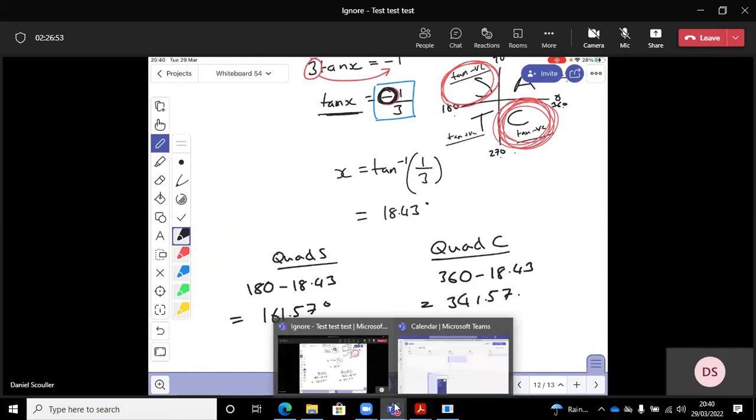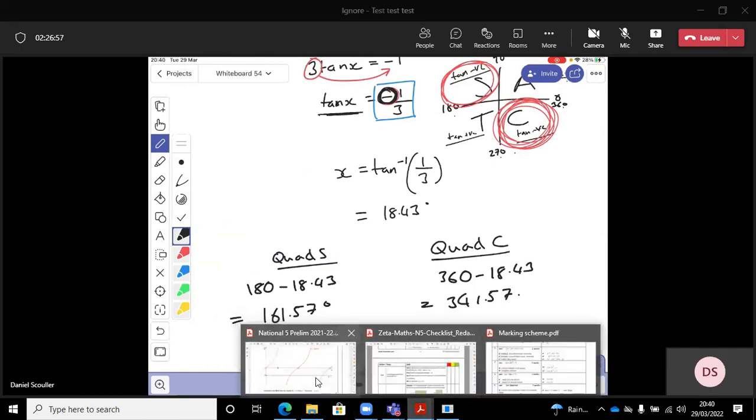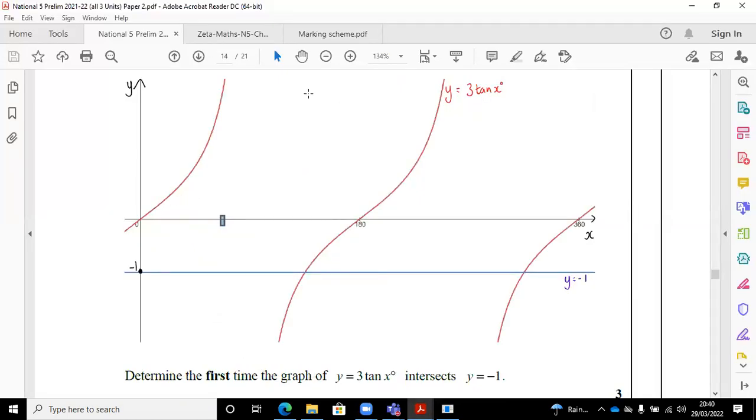Okay, so the line y equals -1 intercepts y equals 3 tan x when x is equal to 161.57, and when x is equal to 341.57. Close enough.